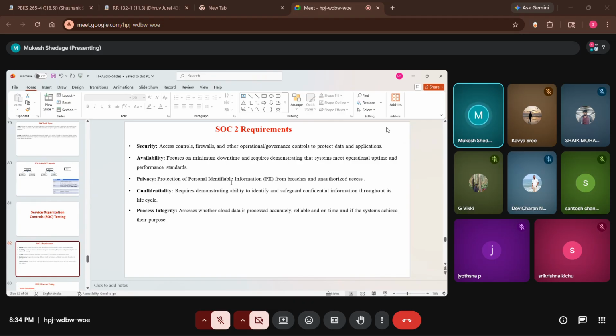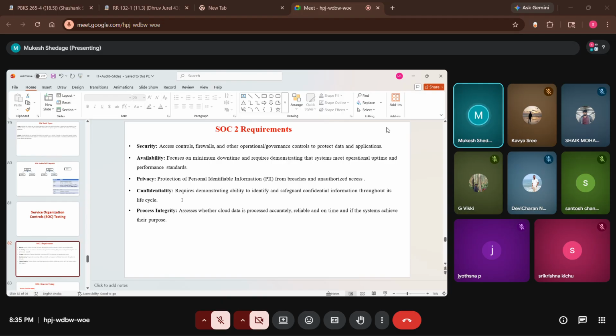Privacy: protection of personal identifiers, your personal information. That should not be breached by unauthorized access. Again, same, our access control. Confidentiality: safeguard the confidential information throughout its life cycle. Now, which control is related to confidentiality?